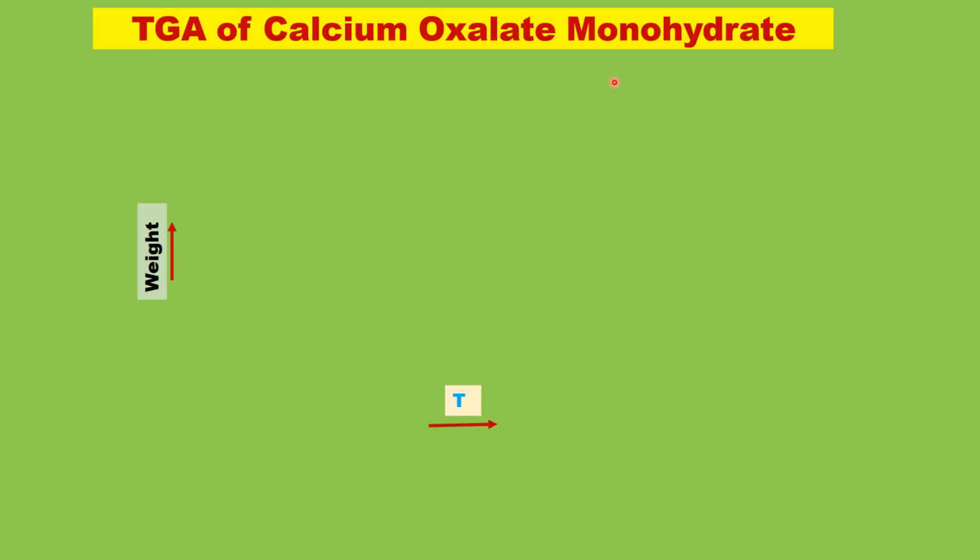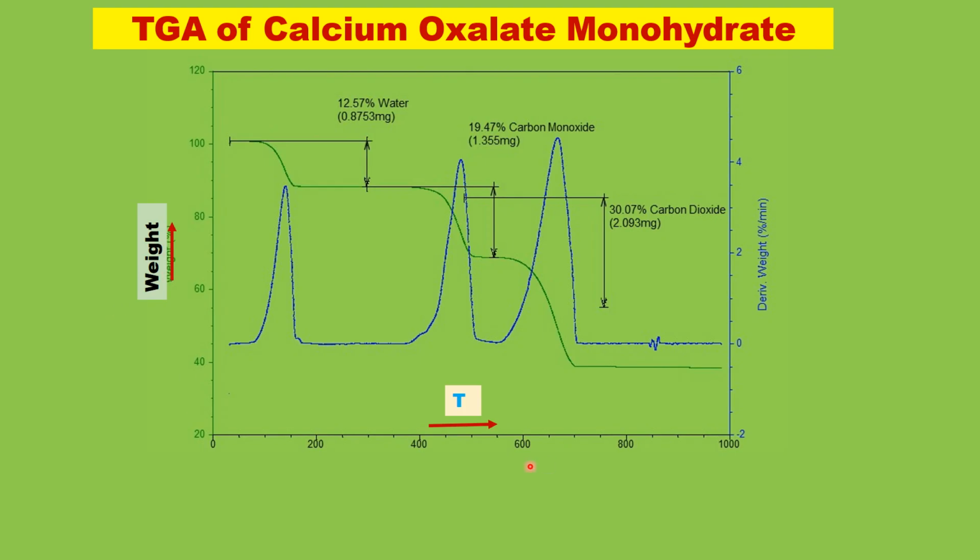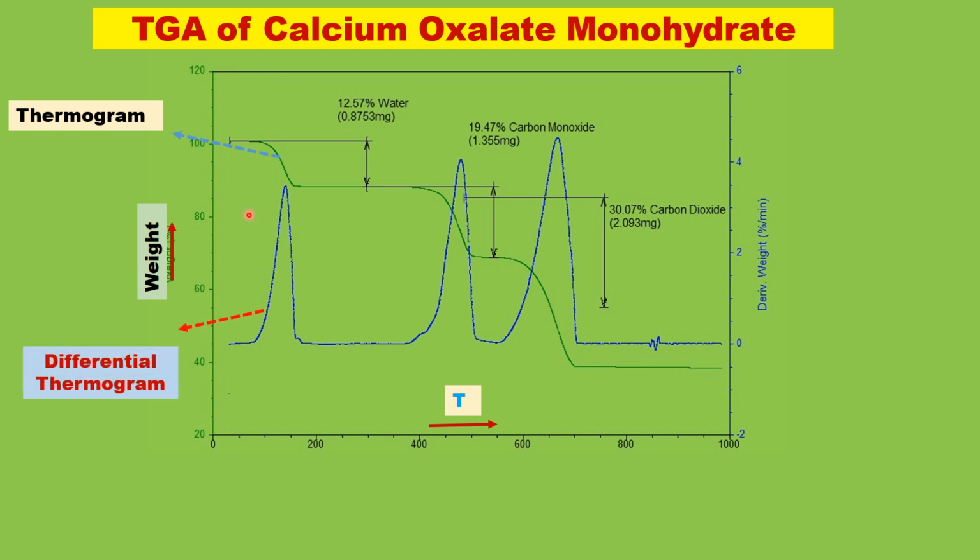Let us see the TGA curve, the thermogram, of calcium oxalate monohydrate thermal decomposition. So let us plot weight versus temperature. In this case, there are 2 curves. This curve is called the thermogram, the TGA curve. There is another curve called the differential thermogram. This is the ordinary thermogram. This is the differential. The blue color is the differential thermogram.